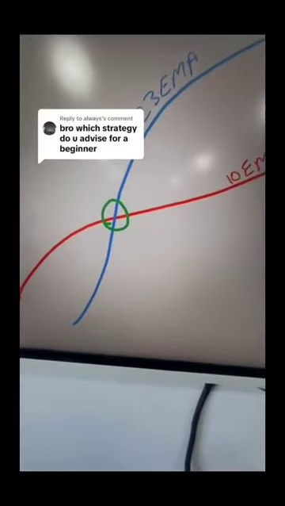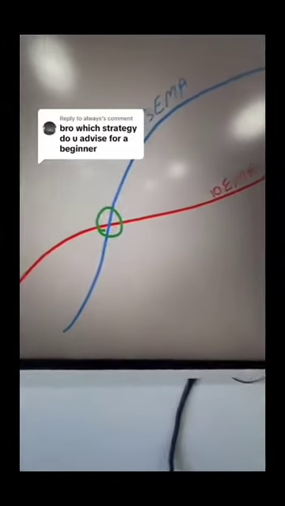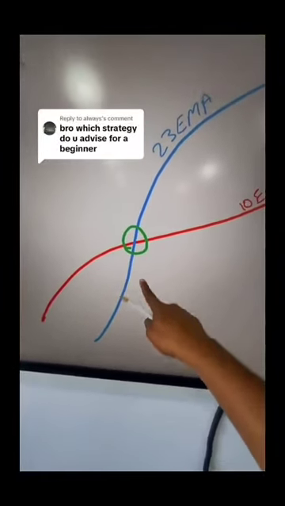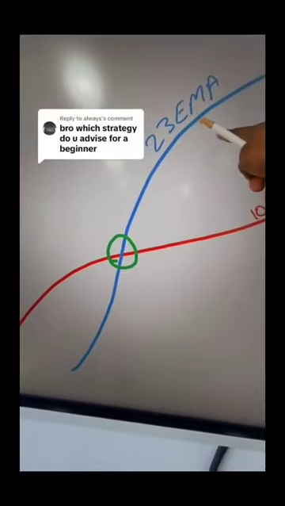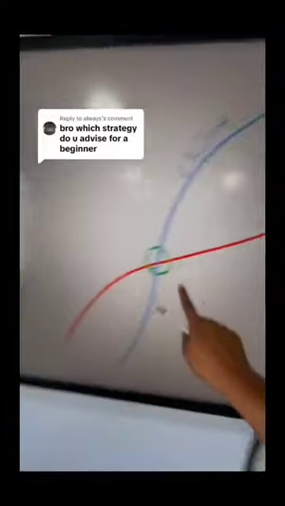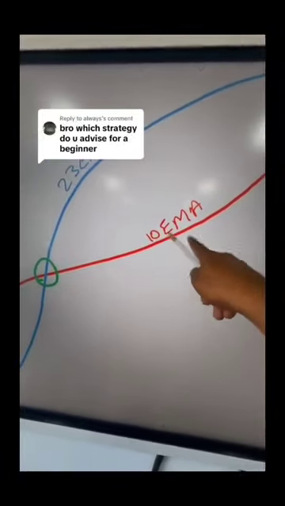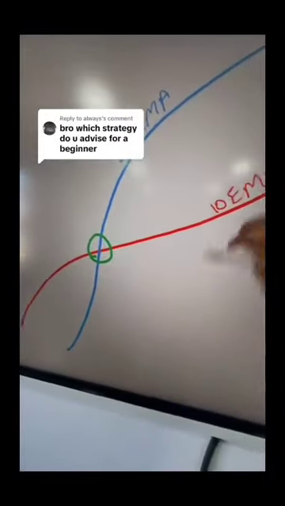So just go on your platform, DX Trade, Trade Locker, MetaTrader, TradingView, any one. Put the first moving average with a period of 23. The period of the moving average should be 23 exponential. For the second one, the period should be 10 exponential. So this one is the slow moving average, and this one is the fast moving average.